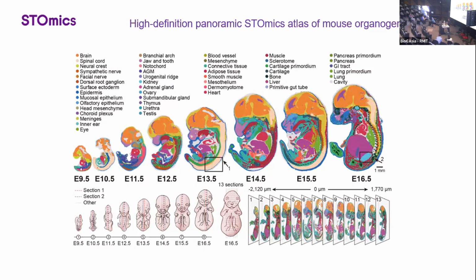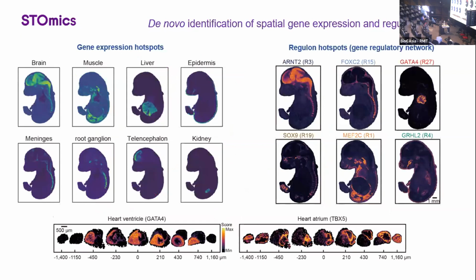The time points range from E9.5 to E16.5 to get a better idea about the whole mouse. We also have 13 slides for E16.5 to get a better idea about the different parts. And from the gene expression results, we can see that different organs like the brain and muscles have very distinguished hotspot expression in the figure.